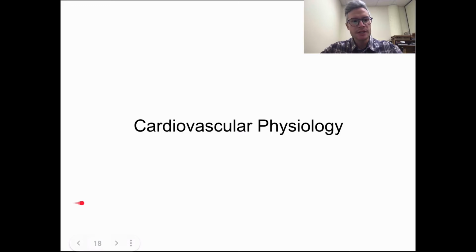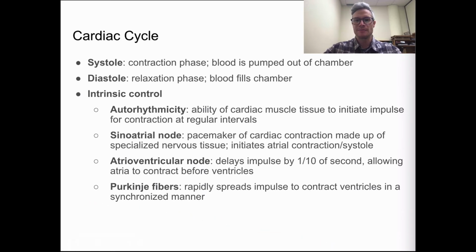Okay, so we're going to start off with something that, because of your lab section in this course, you should be familiar with so far, and that is the cardiac cycle. So we have our two components of that, which is systole and diastole. So you would have come across that as systolic and diastolic.